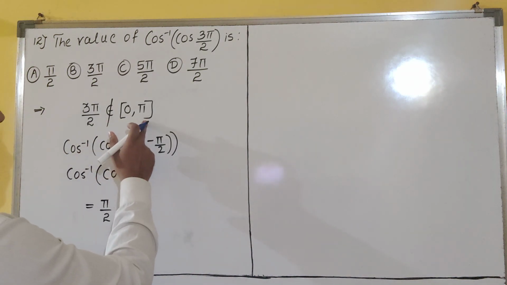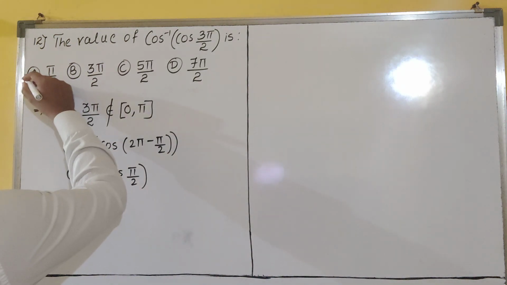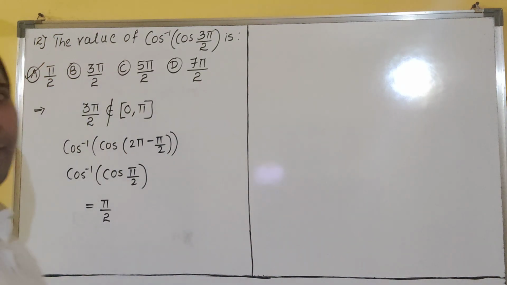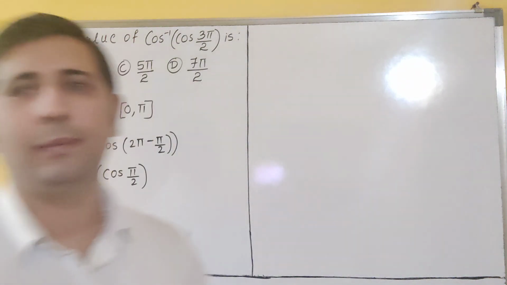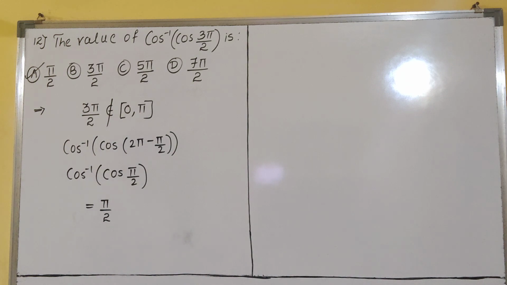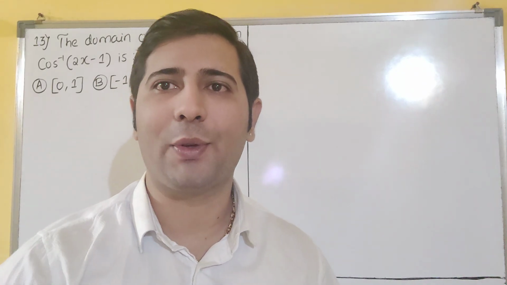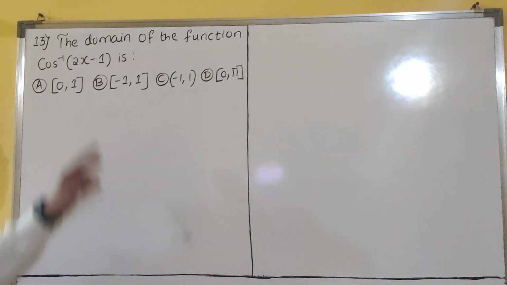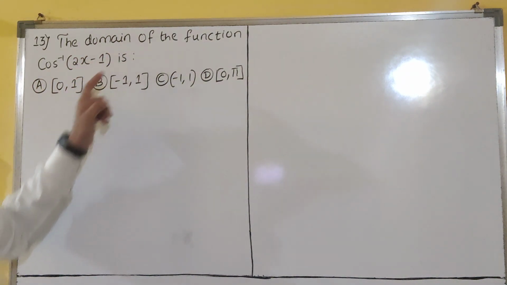So 0 to pi, 180, in between 90 will come, dear students. That's why our option will match with A again. So understood? So please copy this. We'll go for the next question. I hope all of you have copied. We'll see the next question, dear students. Question number 13. The domain of the function cos inverse of 2x minus 1 is.